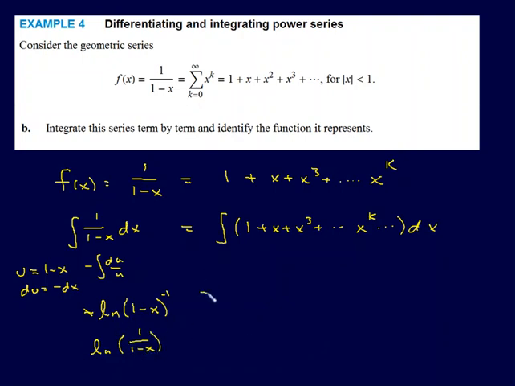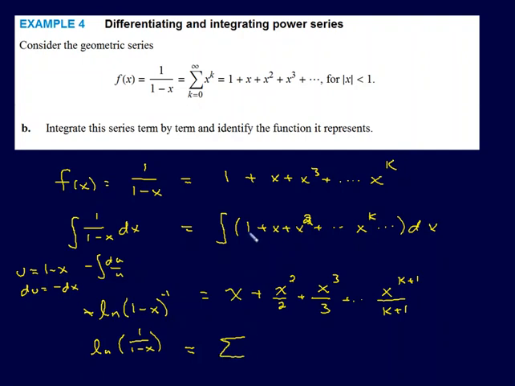Okay, but on the other side, let's just integrate this power series. So integrating the 1 goes to x, x goes to x squared over 2. Sorry, this should have been x squared. I just noticed that. So x squared goes to x cubed over 3. And so in the general term, this is going to be x to the k plus 1 over k plus 1. So let's just write this now in compact form.